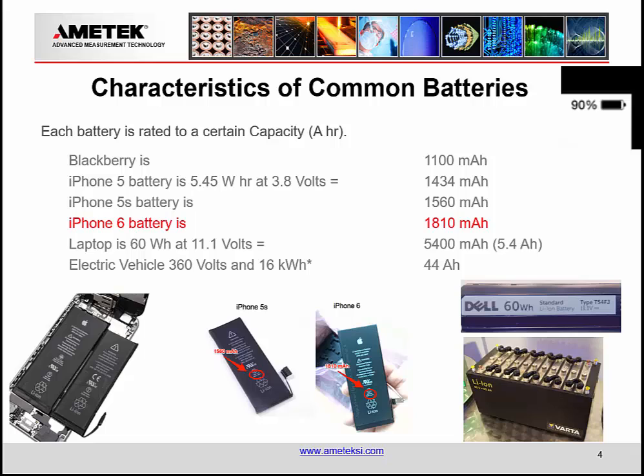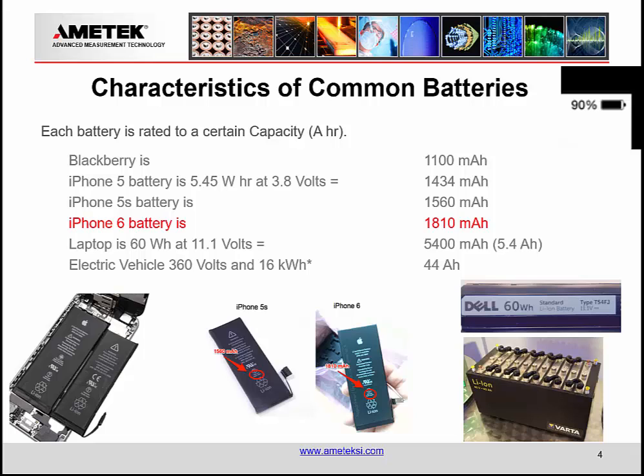So let's look at the characteristics of some consumer products that we're all familiar with, and let's use it to identify trends in research and market demands. So this is going to introduce the term capacity. Capacity is a measurement of charge, unit of charge, and it's written in terms of amp hours or milliamp hours.